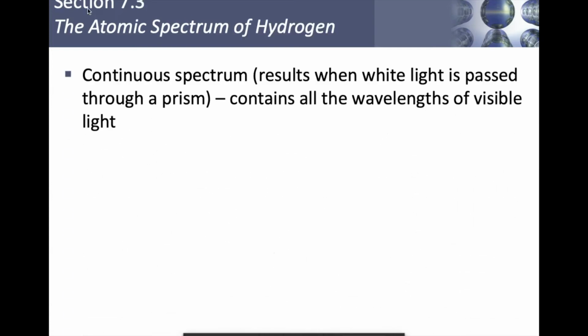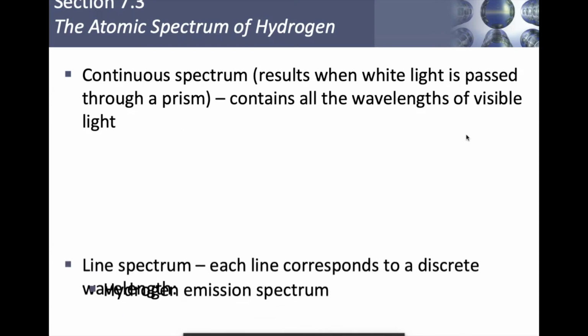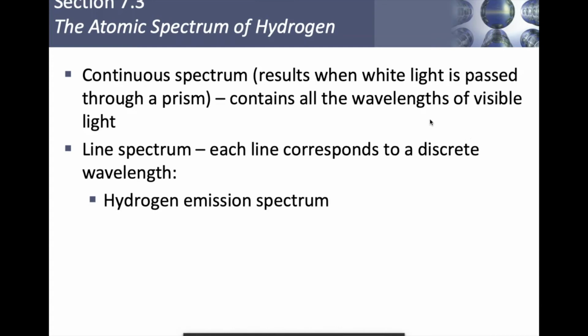And so now let's talk a little bit about the atomic spectrum of hydrogen. So first of all, let's explain a couple of things before we talk about the simplest of the elements, hydrogen. What is a continuous spectrum? So a continuous spectrum is the result of when white light is passed through a prism. White light contains all of the visible wavelengths of light that we can see, okay? A line spectrum, instead, is showing just discrete wavelengths of light.